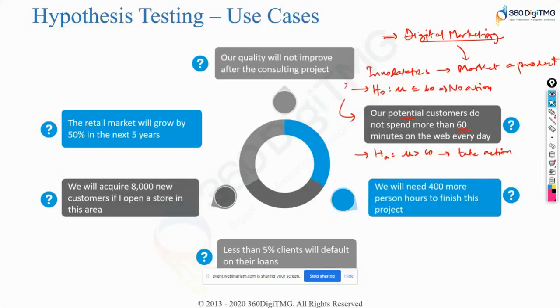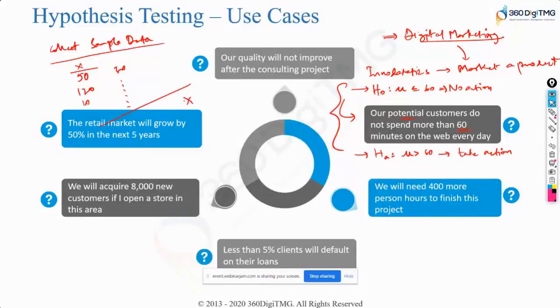So what does the data scientist team do here in the backend? They would do a survey and collect sample data. They ask the potential customers randomly and record how many hours they would spend on the internet every day. One customer says I would spend 50 minutes. Some other customer says 120 minutes. Some customer says only 10 minutes, 30 minutes, right? Like that, we'll have different times that we collect. And then we take the average of this.